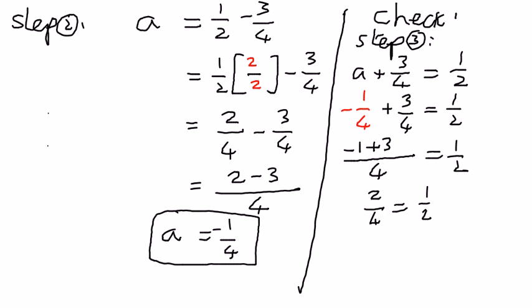If we were to simplify this, 4 is a multiple of 2. 2 times 1 is 2. 2 times 2 is 4. Therefore, the value we have on the left hand side is exactly equal to the value we have on the right hand side, and therefore the value of a equals negative 1 over 4 is exactly correct.